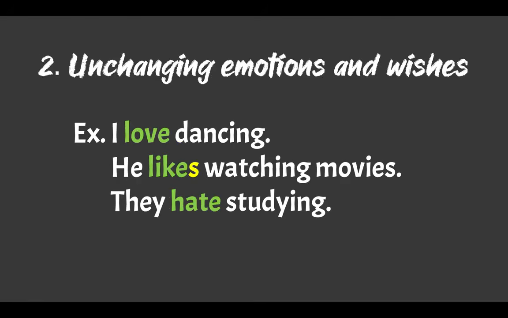So let's go on. Number 2, unchanging emotions or wishes. For example, I love dancing. That means you loved it yesterday, you love it now, and you will probably love it in the future. He likes watching movies. So you can see the S in likes. They hate studying. These are all emotions. There is another lesson on this topic, so I will create another video for this.